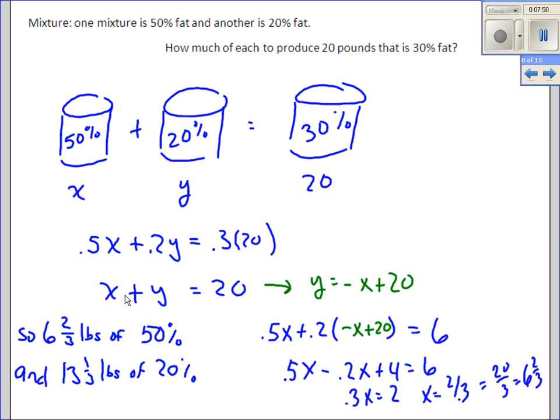Here's my fat equation. Here's my total volume of ice cream equation. And this one solved easily with the substitution method, and solving it out and getting my solution.